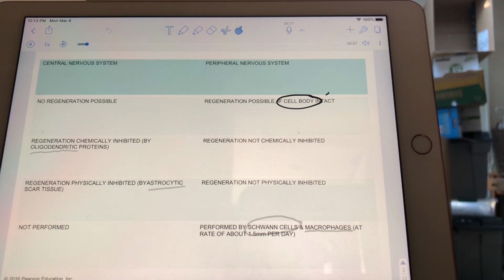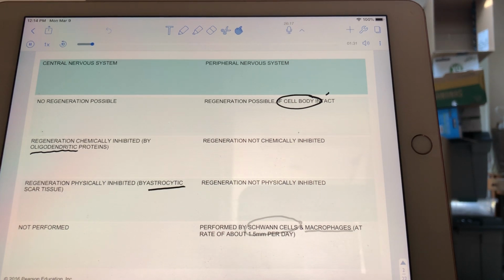Why is repair or regeneration impossible in the central nervous system? There are actually a couple of barriers in place. Oligodendrocytes are releasing chemical signals that are inhibiting the repair of neurons. And astrocytes are also physically barring the repair of damaged neurons.